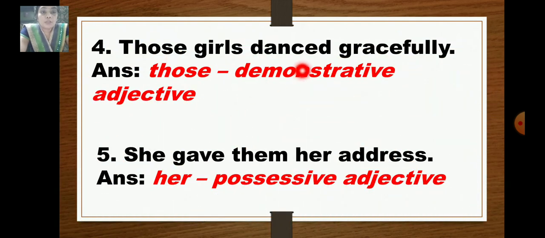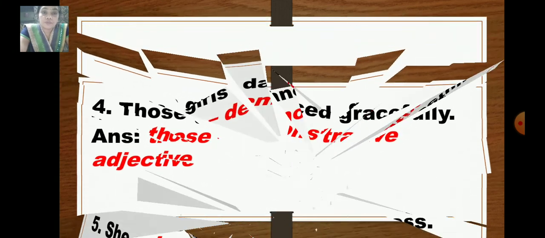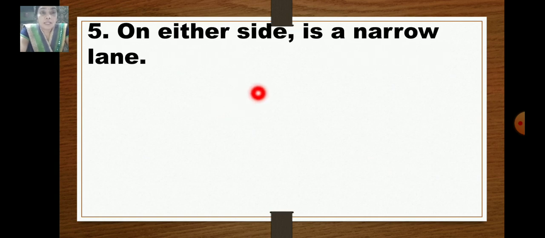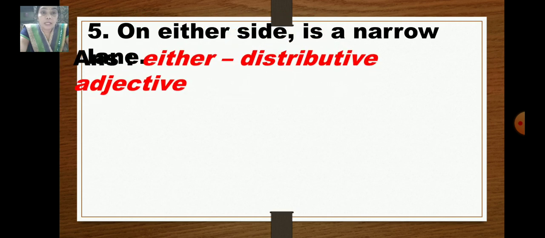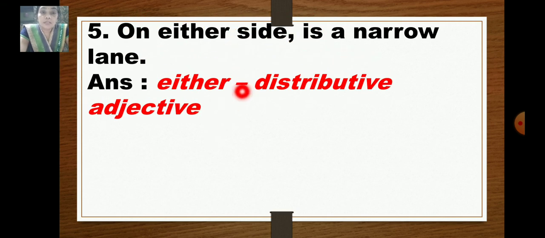Those girls danced gracefully. Now which girls? Those girls. So it is the demonstrative adjective. She gave them her address. So whose address? Her address. So it is a possessive adjective. On either side is a narrow lane. So either is the distributive adjective. Which side? On either side.